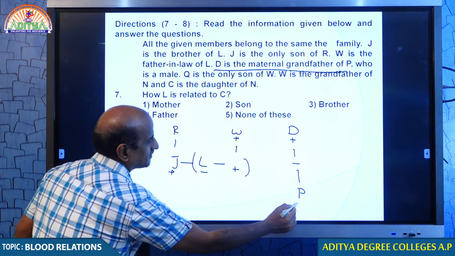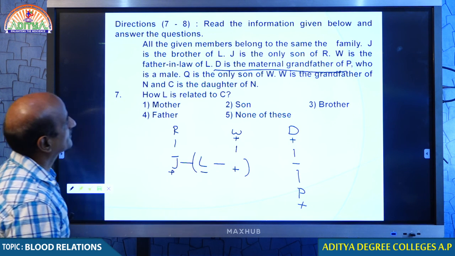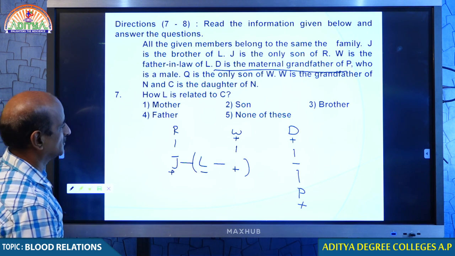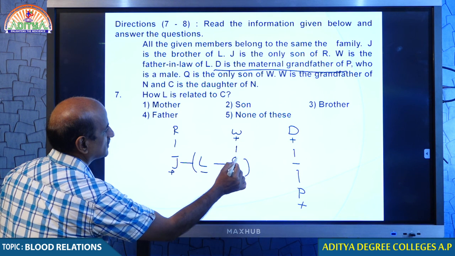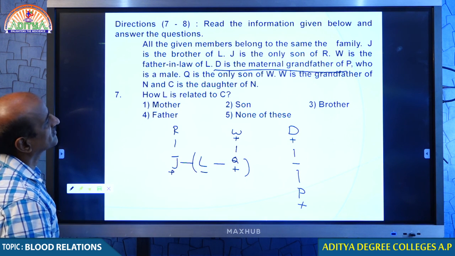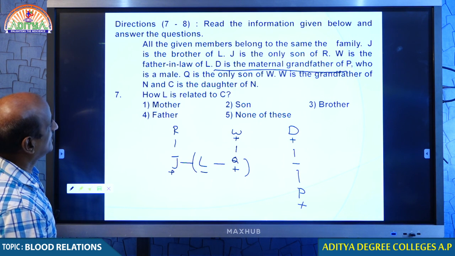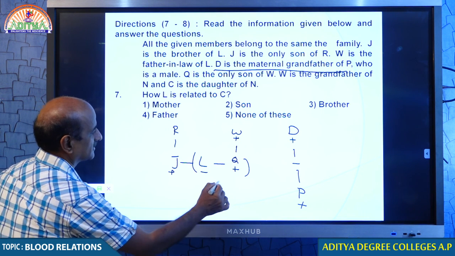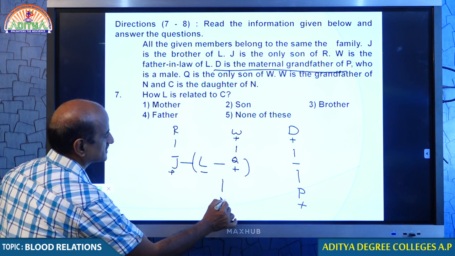P is a male. Q is the only son of W. Therefore, this person is no other than Q. W is grandfather of N. Therefore, they must be N.